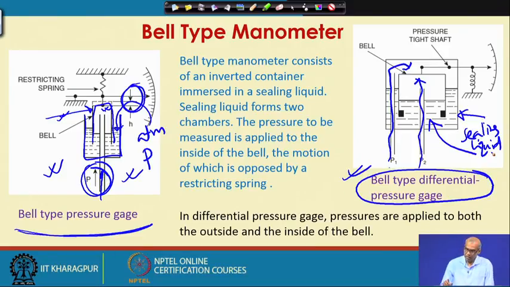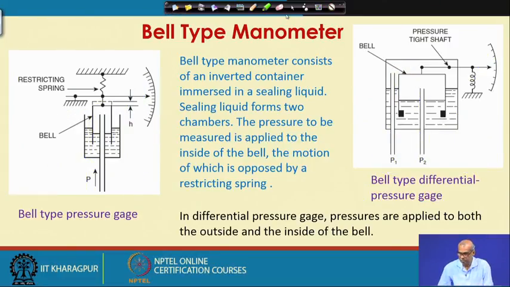Again, due to differences in these pressures P1 and P2, the bell will show a movement which can be used to move this pointer against this scale. So, movement of the pointer against this scale can be used to measure the differential pressure P1 minus P2. So, bell type manometer can be used both to measure differential pressure as well as gauge pressure.